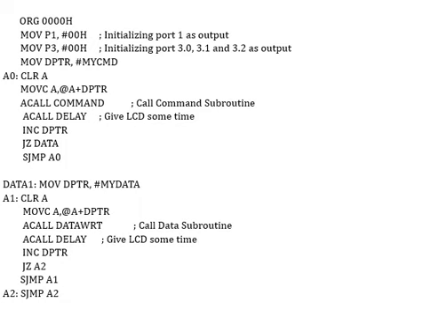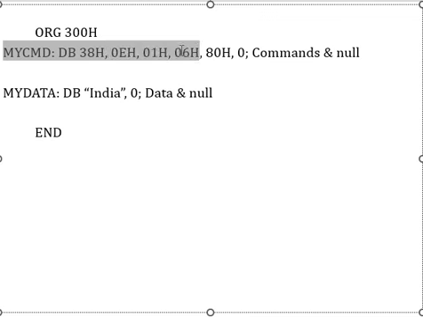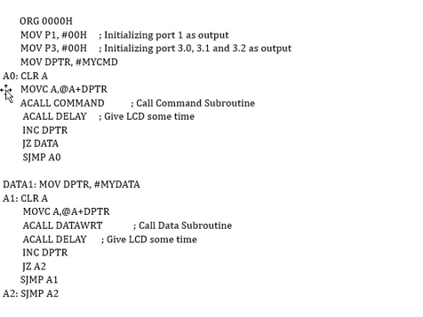Just a sec, I will show you. My cmd is there, meaning my data is stored over here. Sorry, data, not command, is stored over here like this. So 38, 0E, 01, 06, 80 hex and last, that is 0, so that it indicates that the commands have ended. So like this you have to store the particular command values. So mycmd is the location where those particular commands are stored.